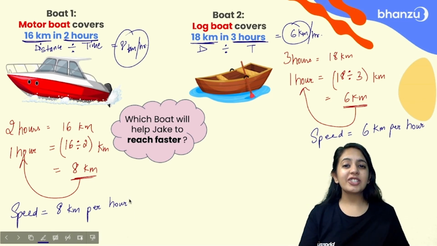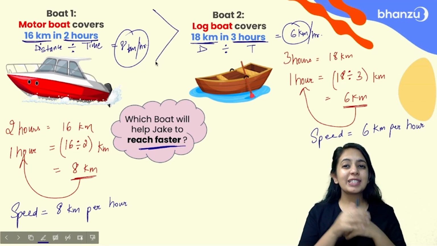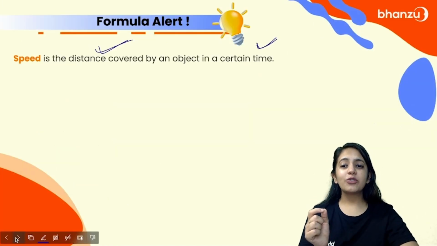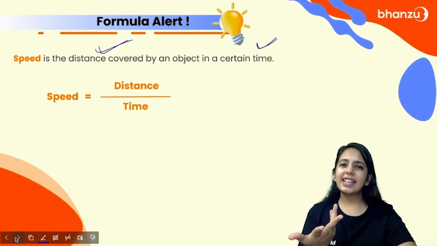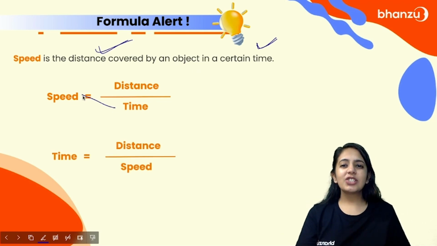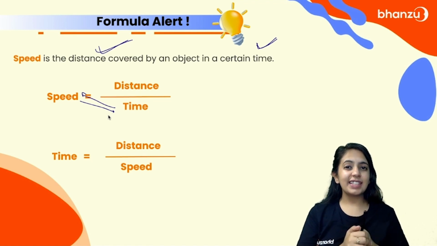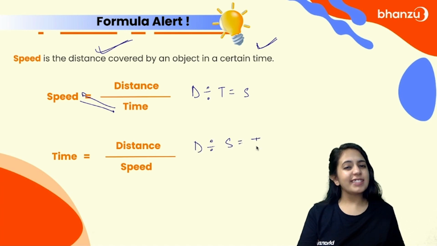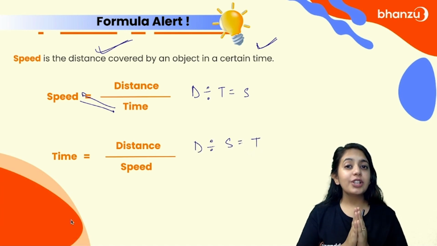Now which one do you think shall Jake choose in order to reach faster? Of course, the one which has more speed, which is the motorboat, because its speed is 8 kilometers per hour. Likewise, if we have to find the time, then how to calculate the time? To calculate the time, we need to divide distance by speed. That is, just swap these values and that's it. You can find anything. Distance divided by time is speed, whereas distance divided by speed is time. Now, it's very important for you to learn and understand these formulas because they are going to be very useful for you.